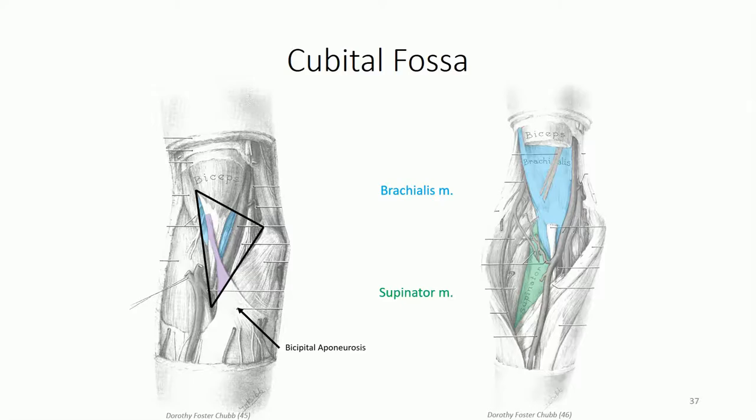The most prominent of these contents are the terminal portion of the brachial artery and the median nerve, which each lie just medial to the biceps tendon. Lateral to the biceps tendon is the radial nerve. The space is distinct enough that a pulse can often be detected superficially just over the brachial artery.